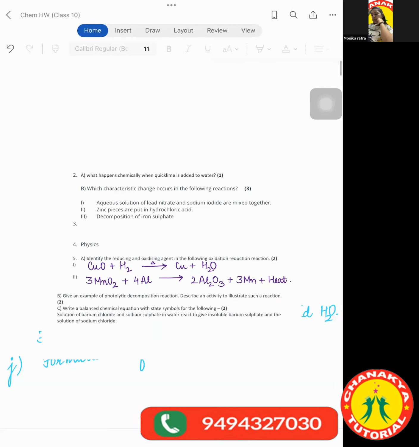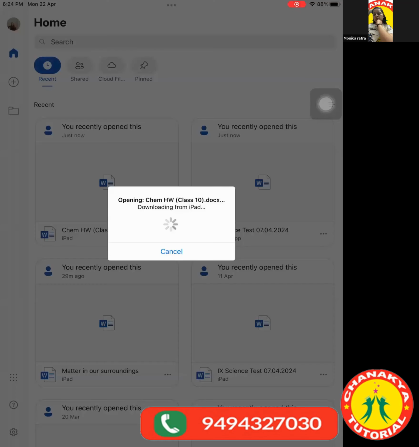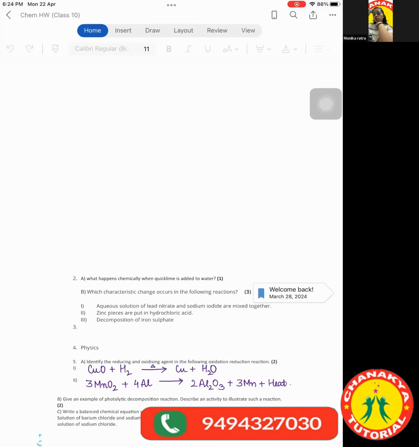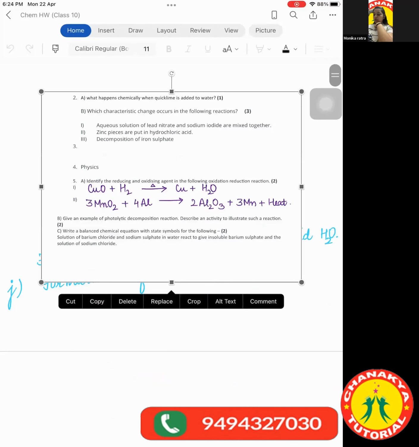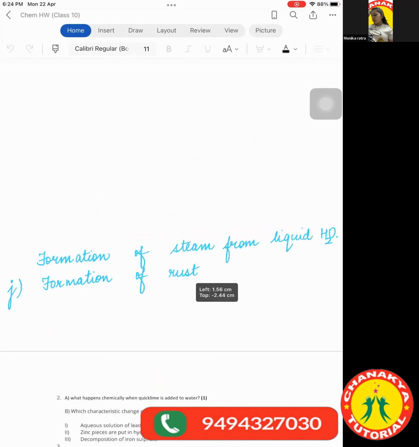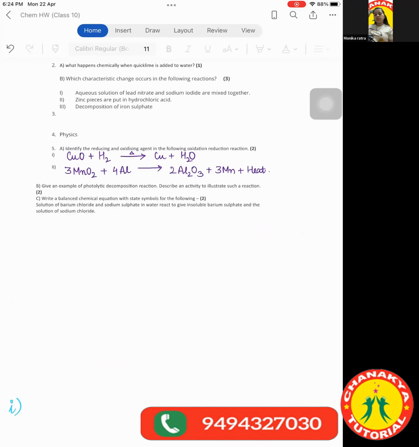So quicklime is added to water. What is quicklime? Quicklime is calcium oxide. When calcium oxide reacts with water, it leads to the formation of calcium hydroxide. Now you must have seen, probably from the internet, where the answer is written that slaked lime is formed. None of you knew what slaked lime is. Writing formation of slaked lime is not the correct thing.